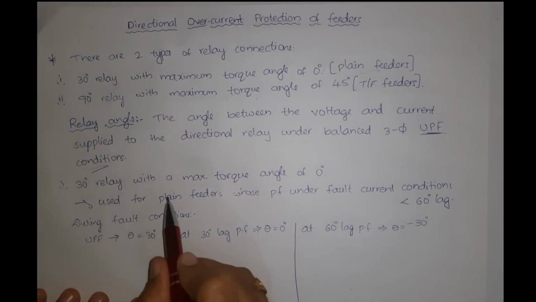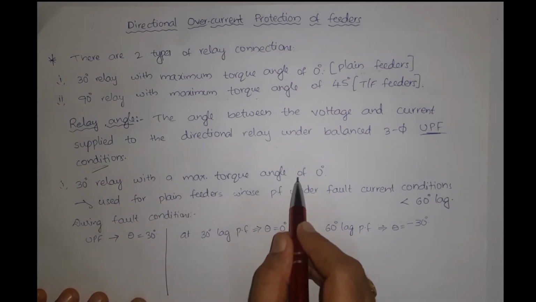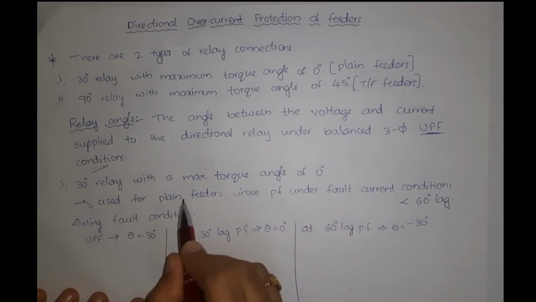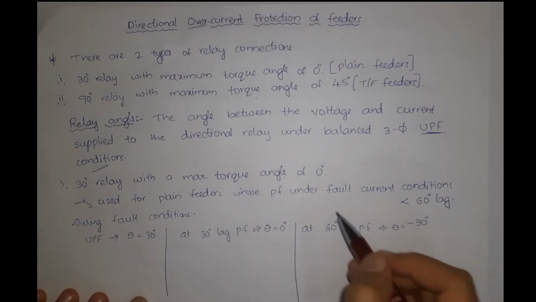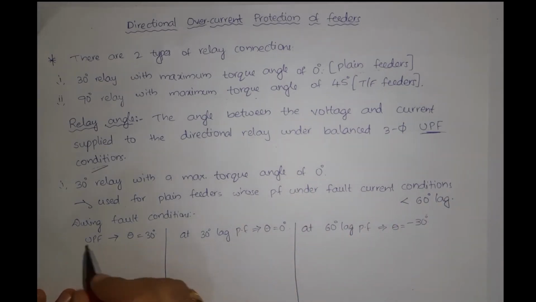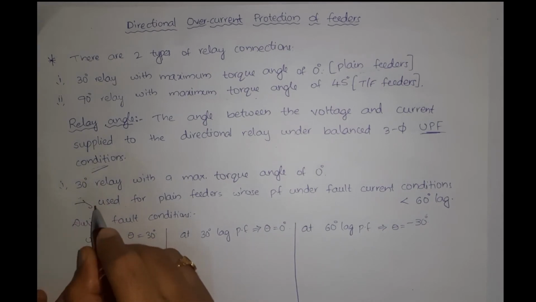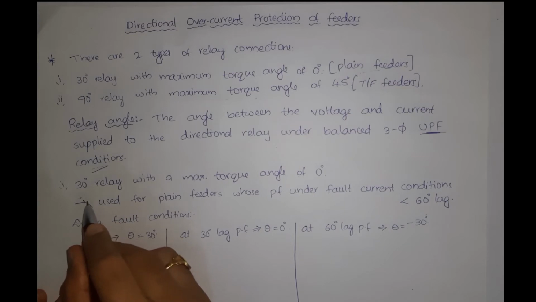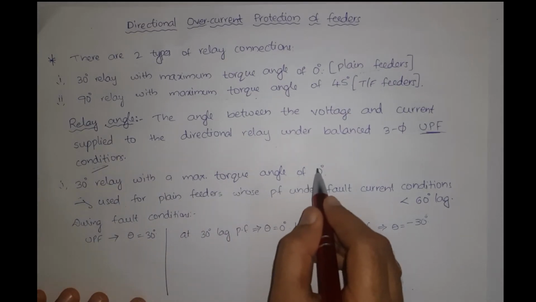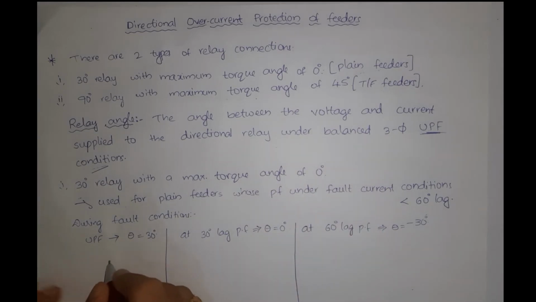Let us see the first case, the 30 degrees relay with a maximum torque angle of 0 degrees. This is mainly used for plain feeders where the power factor under fault current conditions is less than 60 degrees lag. So how is it done? Let us see now. This means that the angle between the voltage and current is 30 degrees, right? Also the maximum torque angle must be 0 degrees. If it is 0 degrees, let me show you.